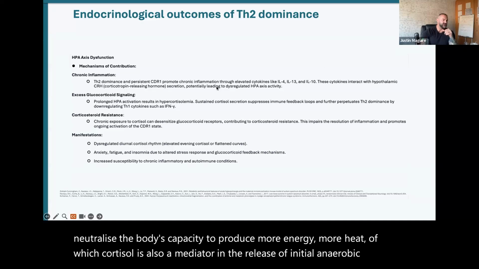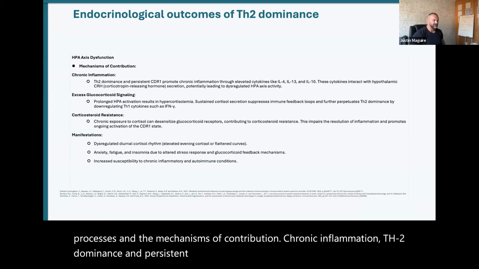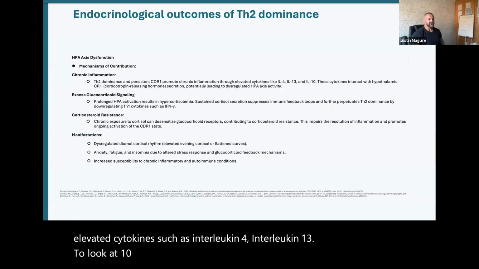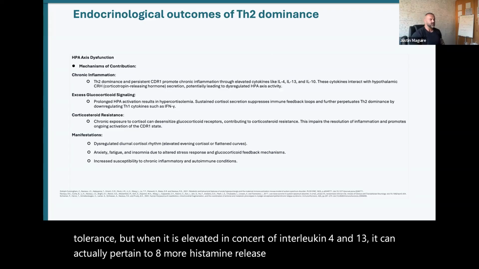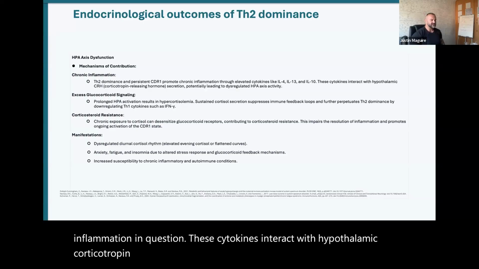The mechanisms of contribution: chronic inflammation, Th2 dominance, and persistent CDR1 promote chronic inflammation through elevated cytokines such as interleukin-4, interleukin-13, and interleukin-10. Interleukin-10 is actually a cytokine that can create immune tolerance, but when it is elevated in concert with interleukin-4 and 13, it can actually potentiate more histamine release, which leads to the inflammation in question. These cytokines interact with hypothalamic corticotropin-releasing hormone secretion, potentially leading to dysregulated hypothalamus pituitary adrenal axis activity.